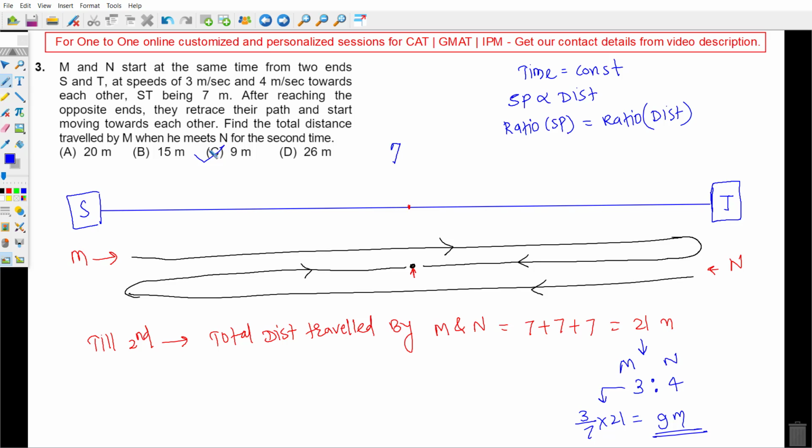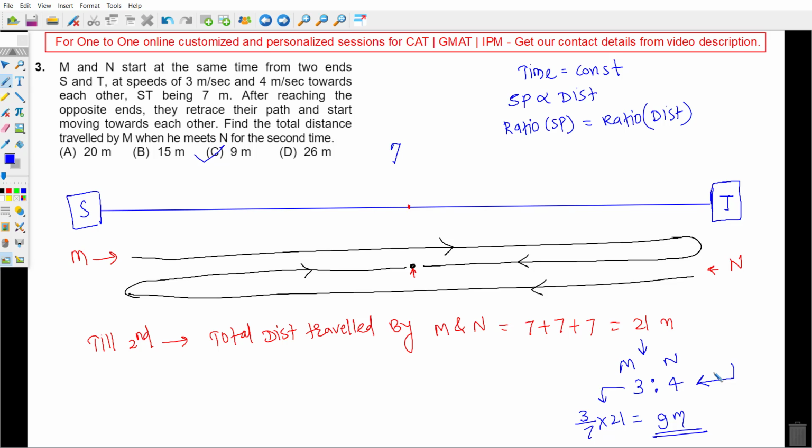I will repeat the concept. When time is constant, speed is directly proportional to distance, so the ratio of speed is equal to the ratio of distance. For M and N, the ratio of speed is 3:4, that is why the ratio of distance covered by them is also 3:4. So the total 21 meters we need to divide in the ratio 3:4. So the distance traveled by M becomes 3/7 into 21.